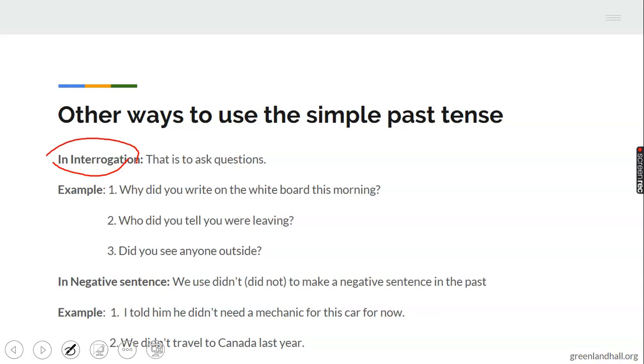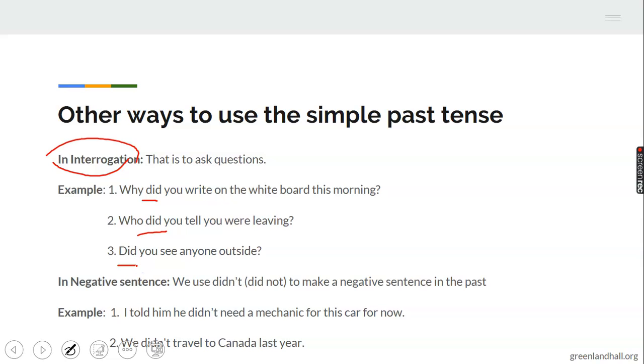Then did you see anyone outside? That's also a question. But I want you to note something there. You notice that when we're asking question, the main verb used in the sentence will be in the present form because of this did.